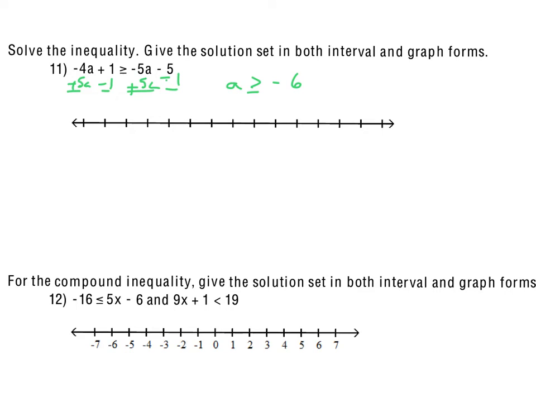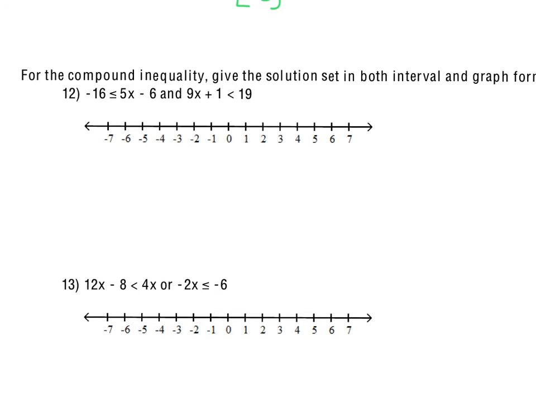So that's really my solution, but now I need to graph it, so negative 6 goes here, greater than or equal to negative 6 would go this way. So there's my graph. The interval form then looks very similar to the graph. It starts at negative 6 and goes up to infinity. Again, notice the bracket on the negative 6 because of the equal to, but the infinity will always have a parenthesis.